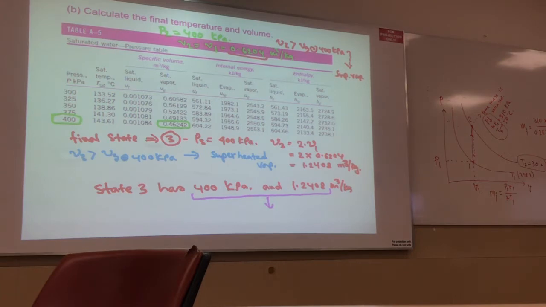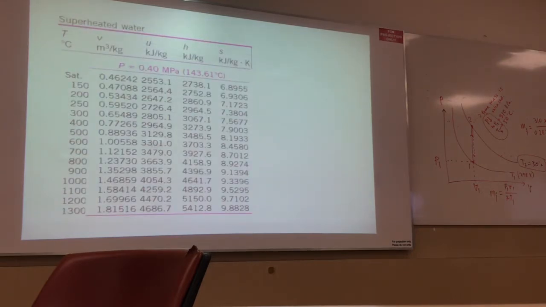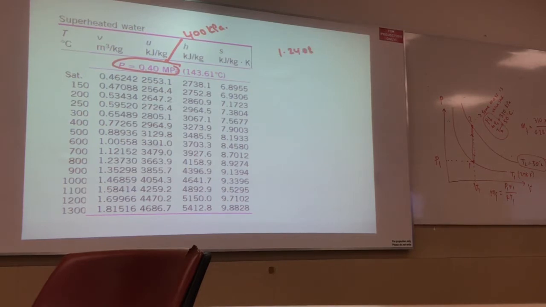Then you go to the superheated table. The superheated table indicates 400 kilopascal, or 0.4 megapascal. And what is the specific volume? 1.24. Very good. 1.2408. Where is the location of 1.2408? 1.24 is somewhere here, between 800 degrees and 900 degrees. Then I can write this is the final temperature T3.